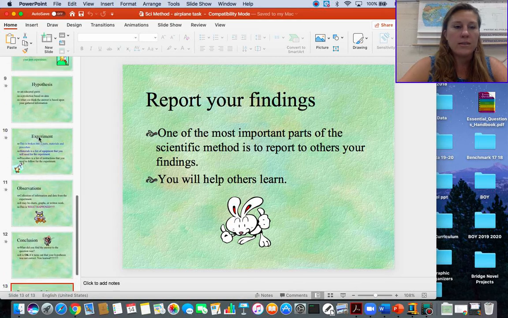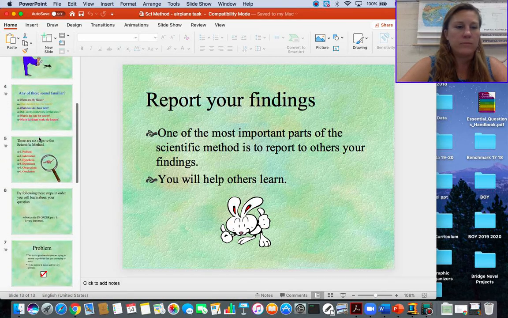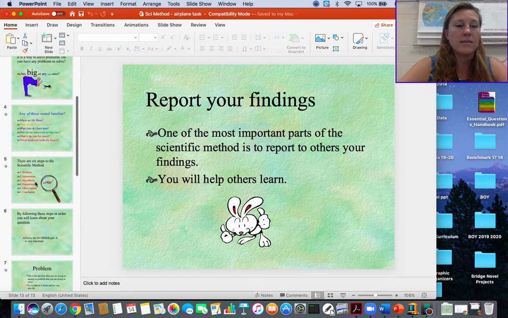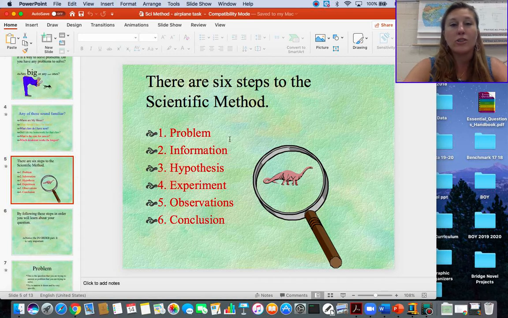So this is the scientific method. I'm sorry, I was trying to do two things at once there. The 6 steps to the scientific method: the problem, the information, the hypothesis, the experiment, the observations, and the conclusion. Once you've figured out those vocabulary words and what they truly mean, I want you to go ahead and do an experiment this week. Let's start at the beginning though and start with vocabulary.